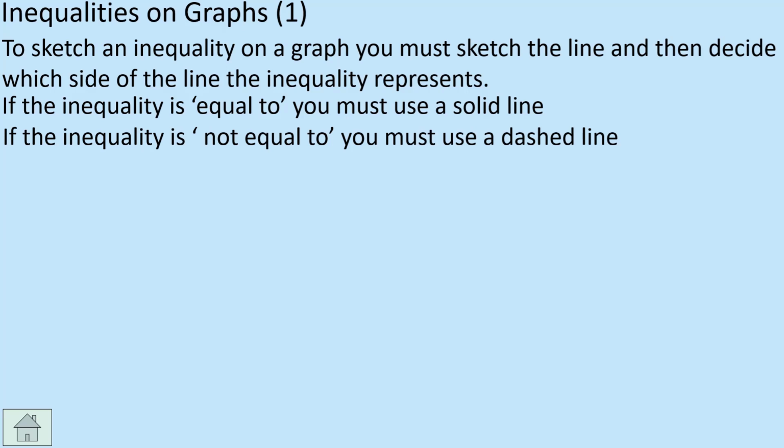And then the other part of it is that in order to represent an inequality, it's not just one number, so we're probably going to be shading a particular area on the graph which represents those inequalities, which you'll see as we go through this next example.